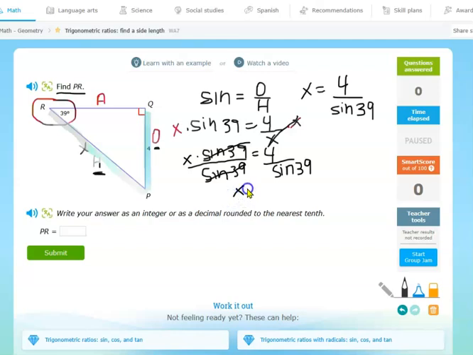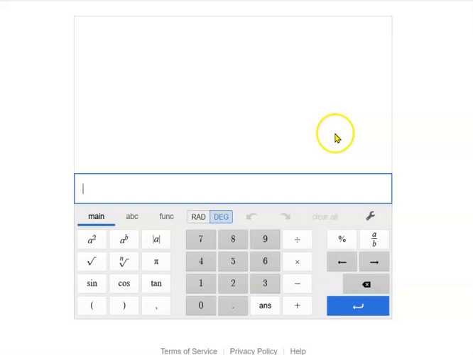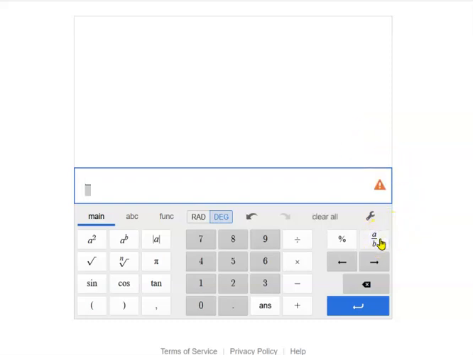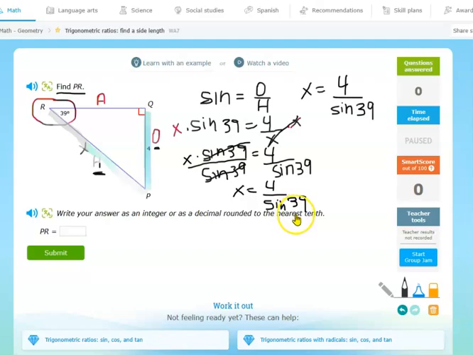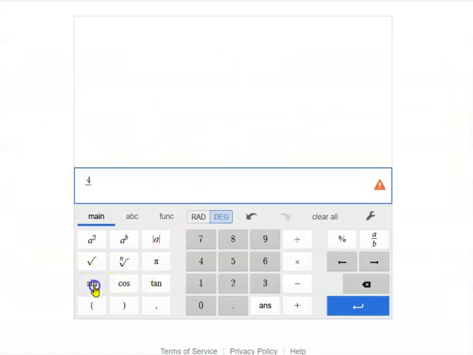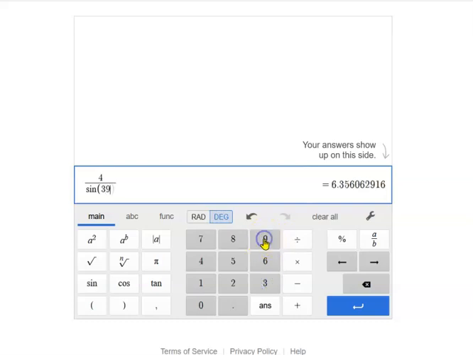And then on the right, look at that. We've got 4 over sine of 39. That's definitely not our final answer, though. We need to determine a numerical value for this. So this is where our Desmos calculator is going to come into play. They have a little button right here, which makes a fraction for us. The numerator of our fraction is 4, and the denominator is sine of 39. How do I do that? I just click sine, and then I just type 39. That's literally it. And there's our answer.